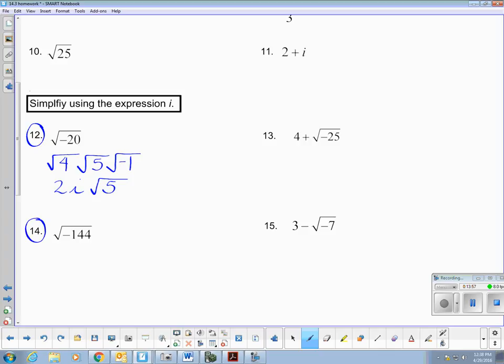Number 14, the square root of negative 144 can be written as the square root of positive 144 times the square root of negative 1. And the square root of 144 is 12. The square root of negative 1 is i.